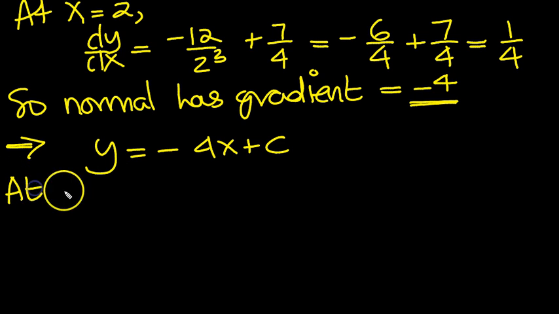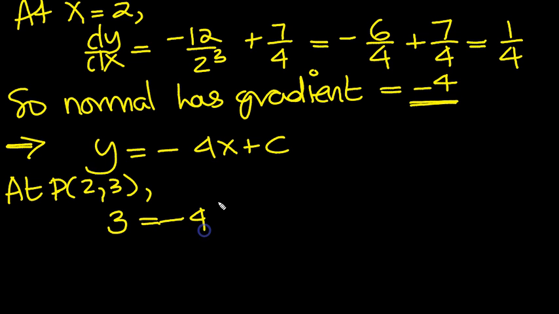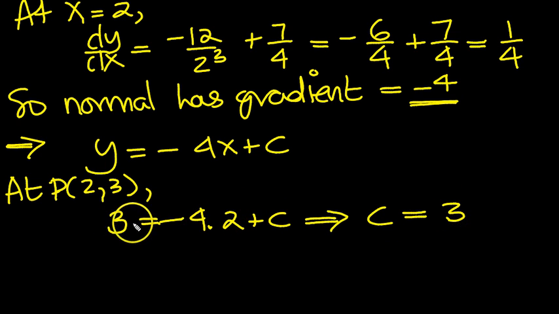Now that normal goes through the point P, which is (2, 3). And let's put them in. 3 goes in here, equals minus 4 lots of x, which is 2. That goes there, plus c. So read it from right to left and write it down. The 3 can stay where it is. Minus 8 can come over to be with it. We can plus 8, and that's equal to 11.